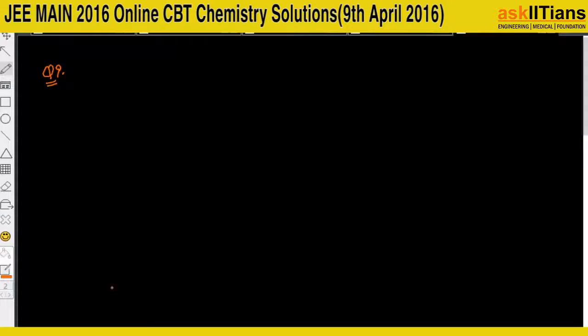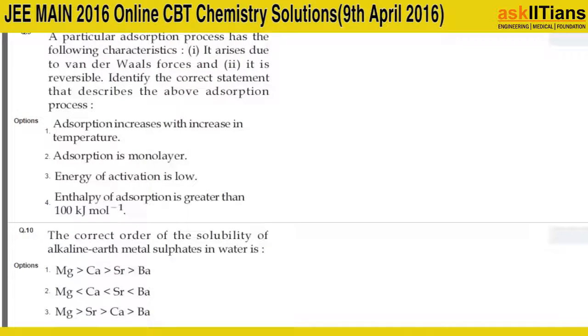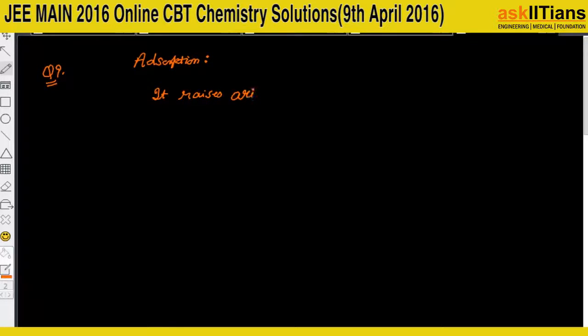So see students, let me write down the options for you again. The character traits of adsorption which have been given to us are, first of all, that it arises due to van der Waals forces only. And the second point given to us is that it is reversible. Now students, be very particular about the options that have been given. First, it says that it arises due to van der Waals forces.